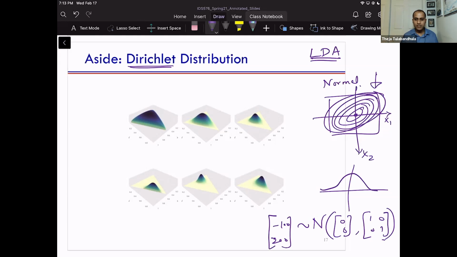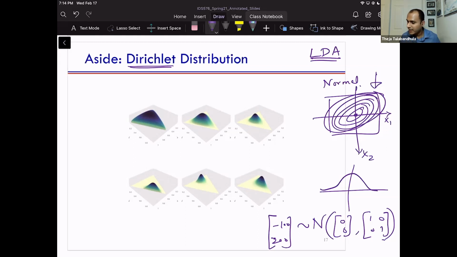So I'm just saying that the support, in the sense of what are the possible values that the random vector in this case can realize? It can be any 2 numbers, right? In the first and the second coordinate. Similarly, a Dirichlet distribution is a distribution over a limited part of the 2D plane.